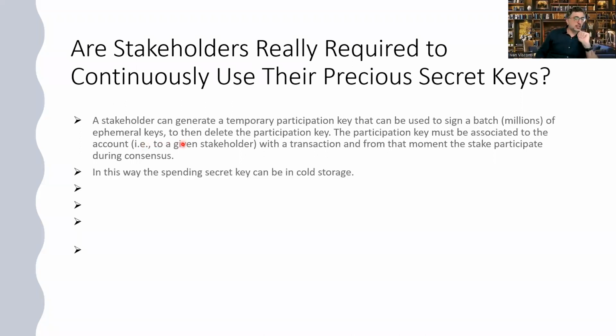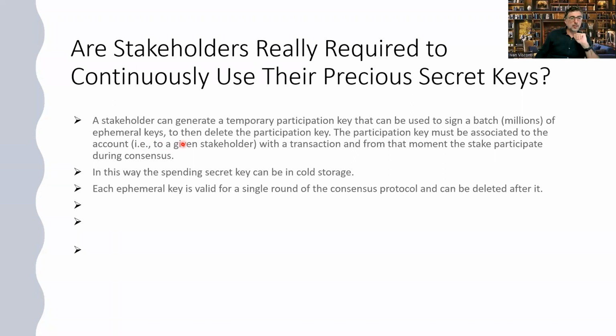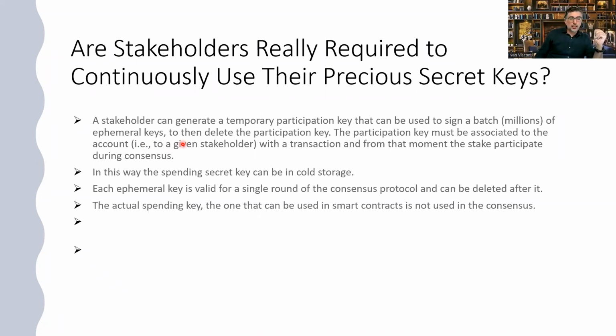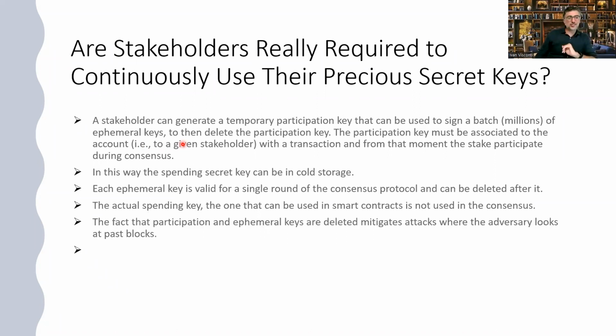And I can keep my secret key in cold storage, a super safe place, and I take it only when I need to spend money. Each ephemeral key is used only for one round of the consensus, basically only for one block, and can be deleted after it. Why do I do it? The spending key, the one that is in the smart contract, is not used in the consensus.